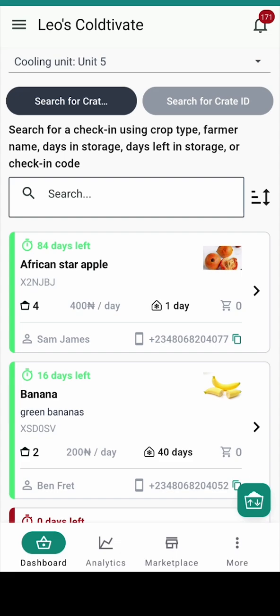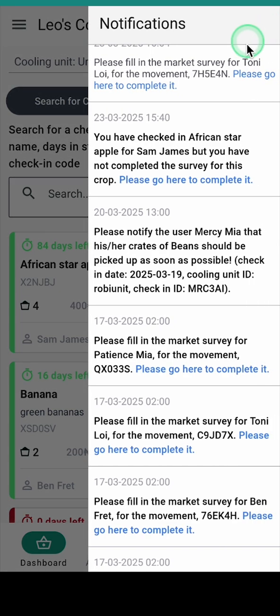Now, to access the surveys, the cold room operator will see that every Monday, new surveys are published for all the checkouts and crops that were checked out in the previous week. So by clicking on the bell here, the cold room operator can access a set of notifications that will look like this. They basically say that a market survey needs to be filled in for a specific user and movement.